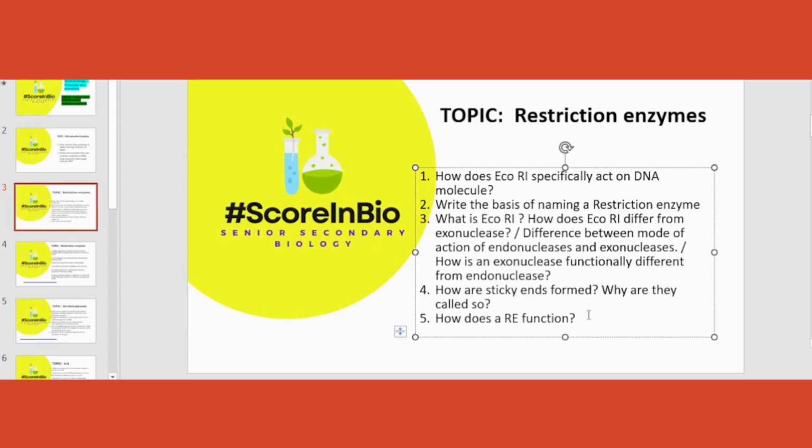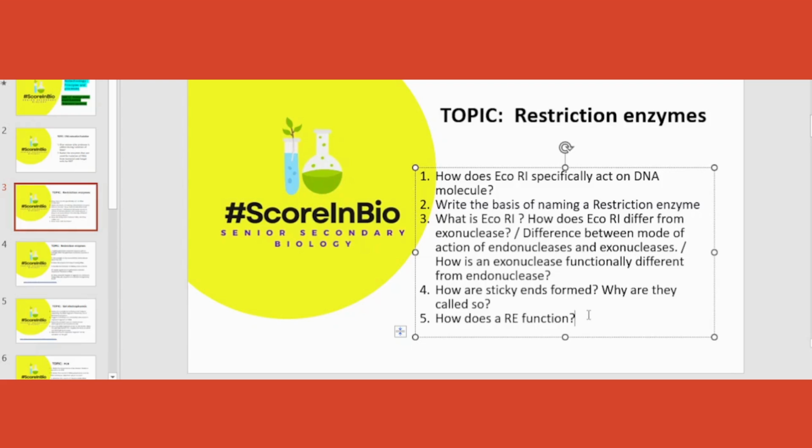How does EcoR1 specifically act on DNA molecule? It looks for palindromic sequences. In case of EcoR1, what is the palindromic sequence you should know. Basis of naming restriction enzyme: how do you name it? First letter from the genus, two letters from the species, followed by one letter from the strain that you use. What is EcoR1? How is it different from exonuclease?